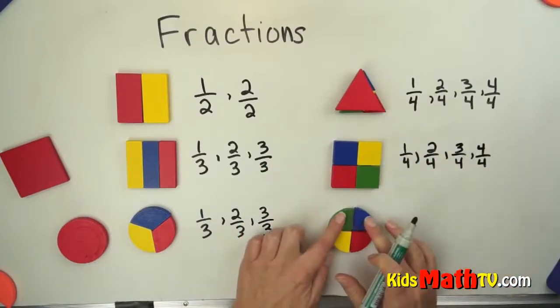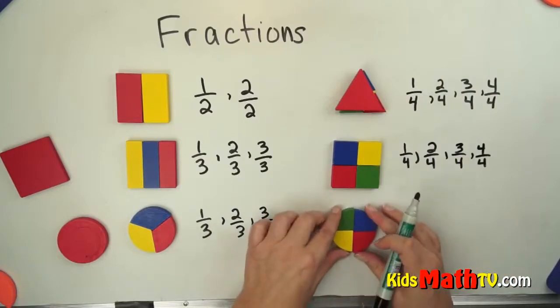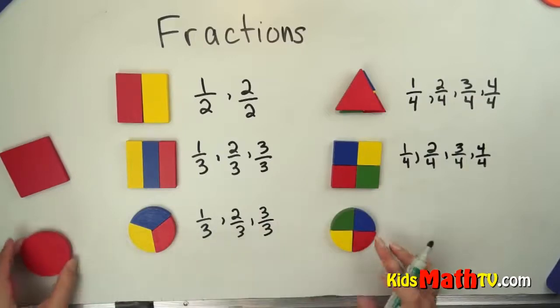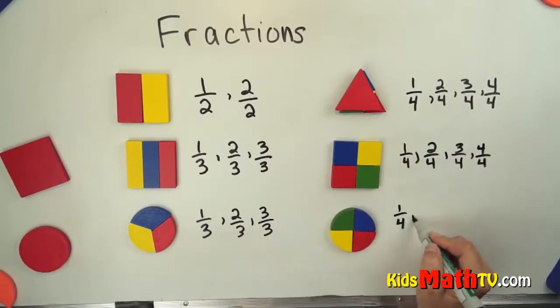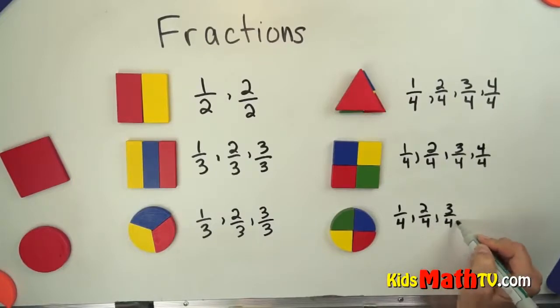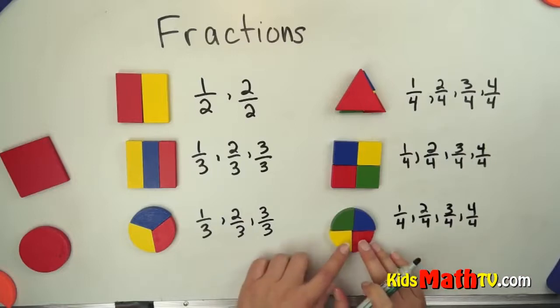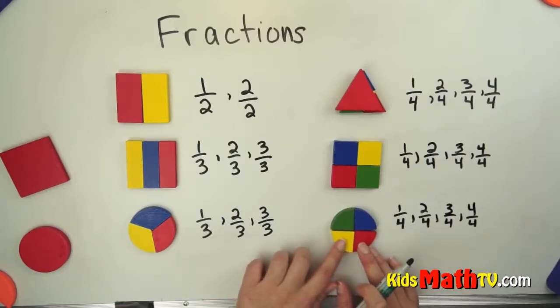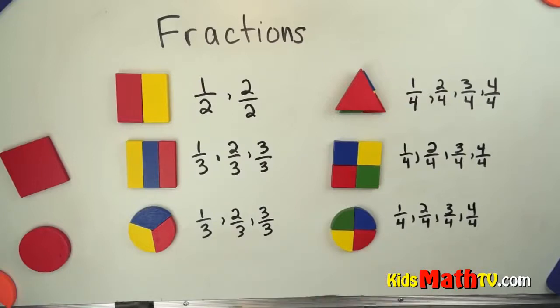And the same thing with our circle. The whole circle can be split into 4 equal parts. 1/4, 2/4, 3/4, or 4/4. And again, if you take 2/4, you actually have 1/2. And that's the end of our lesson on fractions.